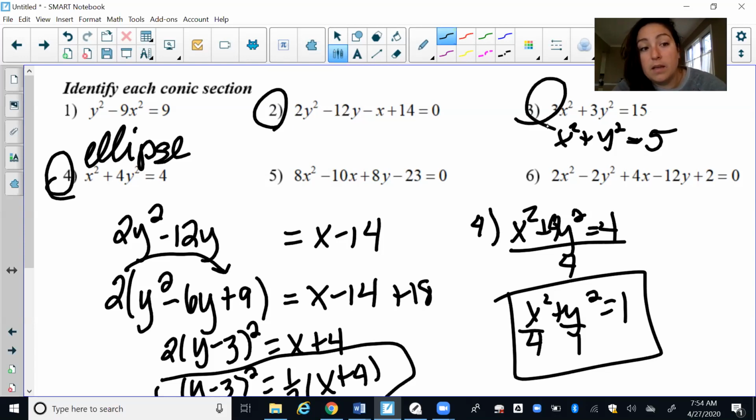And then these other ones, 5 is going to be a parabola because there's only one squared term, and then 1 and 6 are going to end up being hyperbolas because of the subtraction.